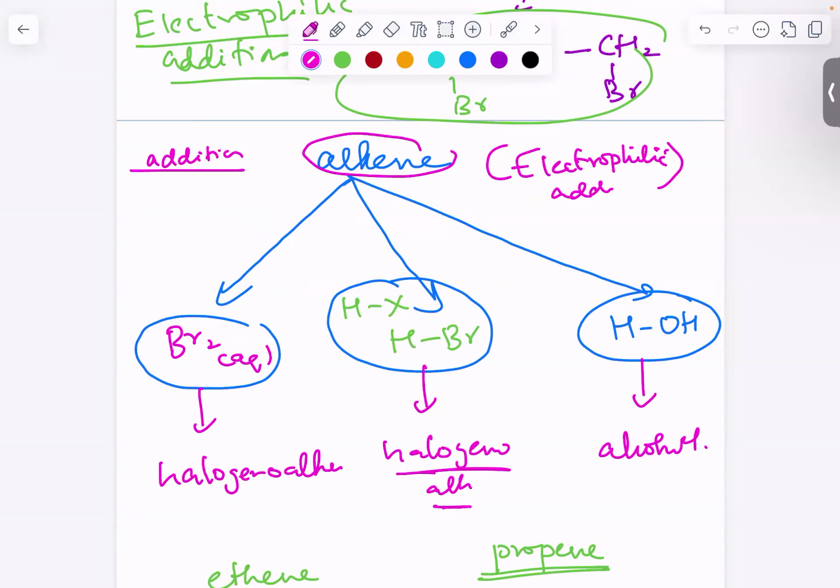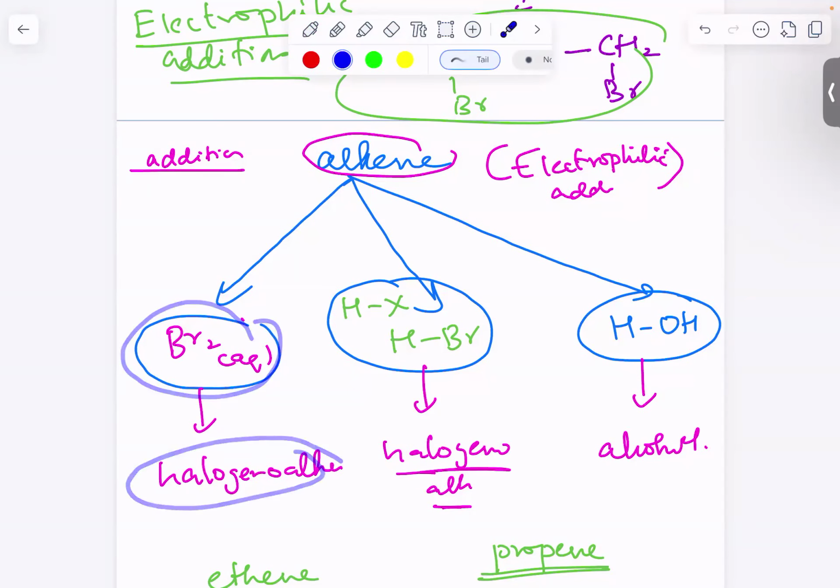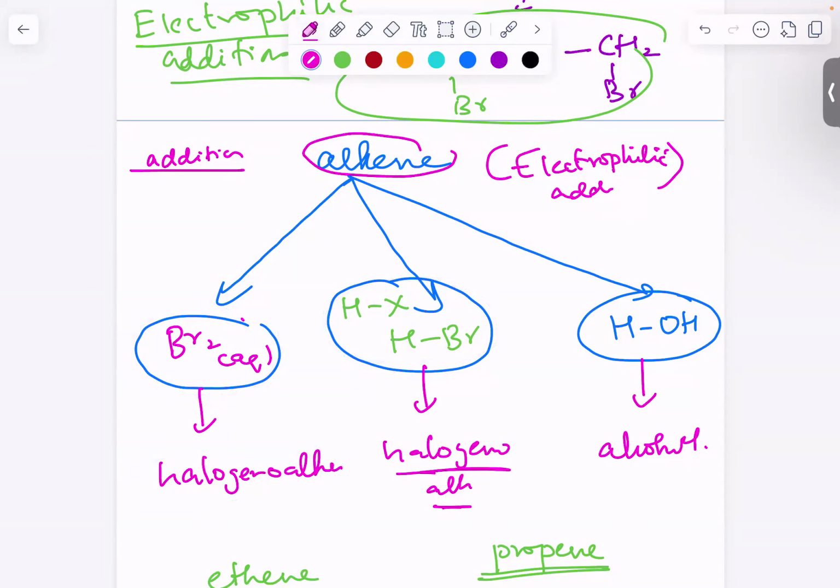On page 571, they have made a concept map, and I have already made it not in the same way, but somewhat close to it, right? So this is it that alkene reacts with bromine, aqueous bromine to form halogenoalkane. Then alkene reacts with HX, that is hydrogen halide, to form halogenoalkane, and then it reacts with water or steam to form alcohol.